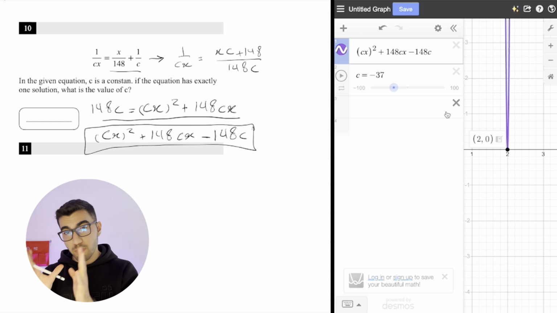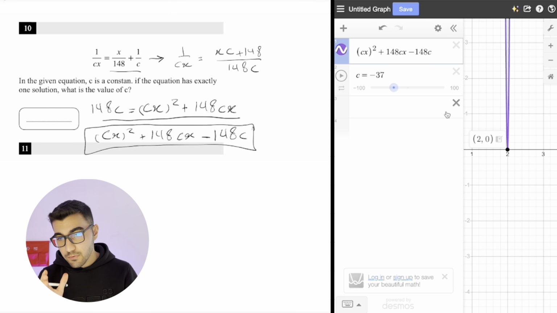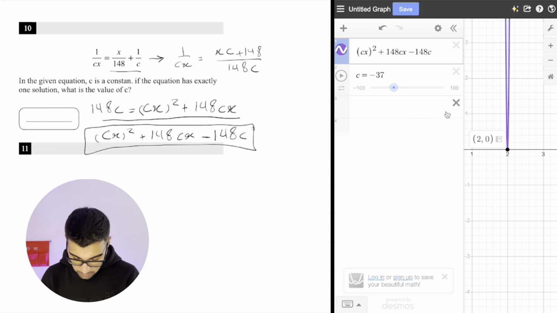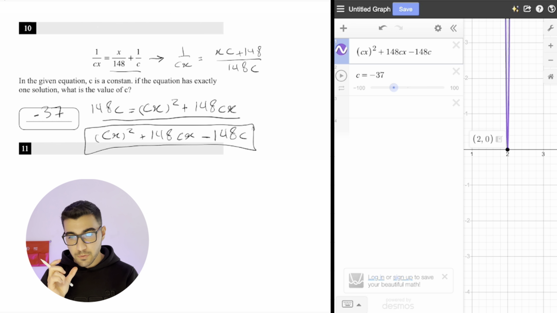Now again, I go back to see what the question was asking. What is the value of c? Okay, the value of c is negative 37. Now you could also do this by using the discriminant. If you know that to have exactly one solution, you can set the discriminant b squared minus 4ac equals 0, put that into decimals, and see what c should be for the discriminant to be equal to 0.